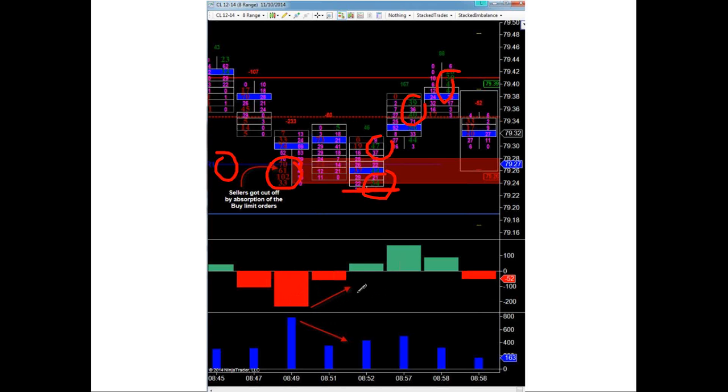Kevin's got a good question. He's saying, what are the red arrows representing? Well, since you asked about it, I guess I'll have to reveal what that is. Most of you probably already know. This is just a delta histogram, okay, down at the bottom.